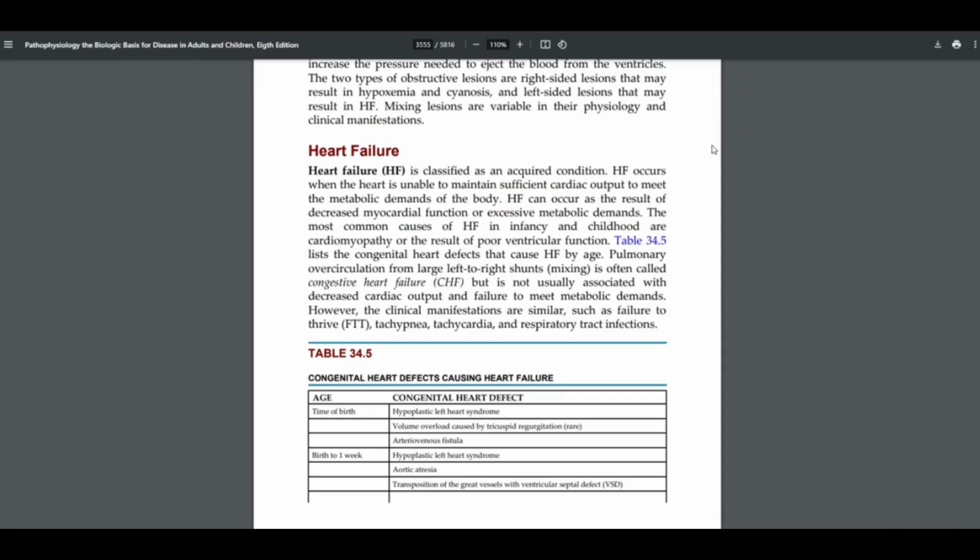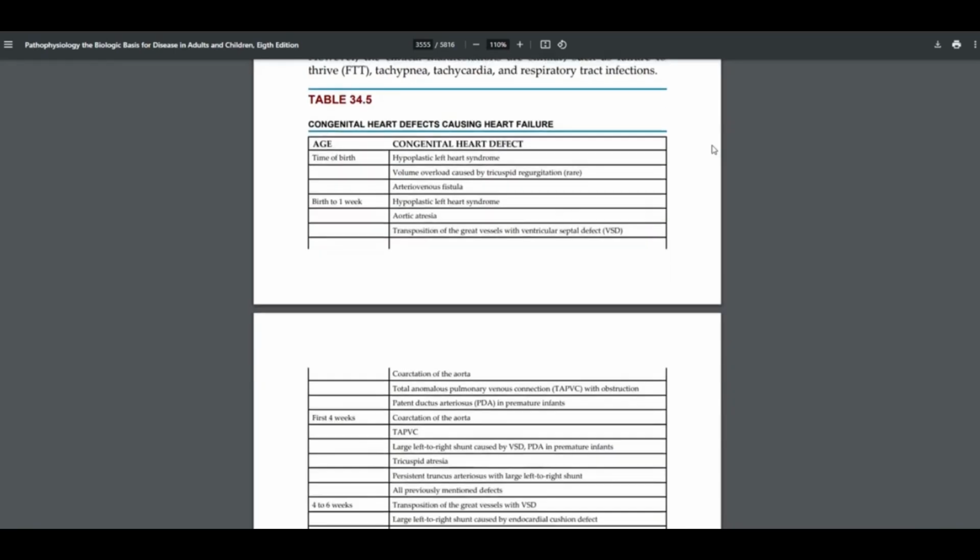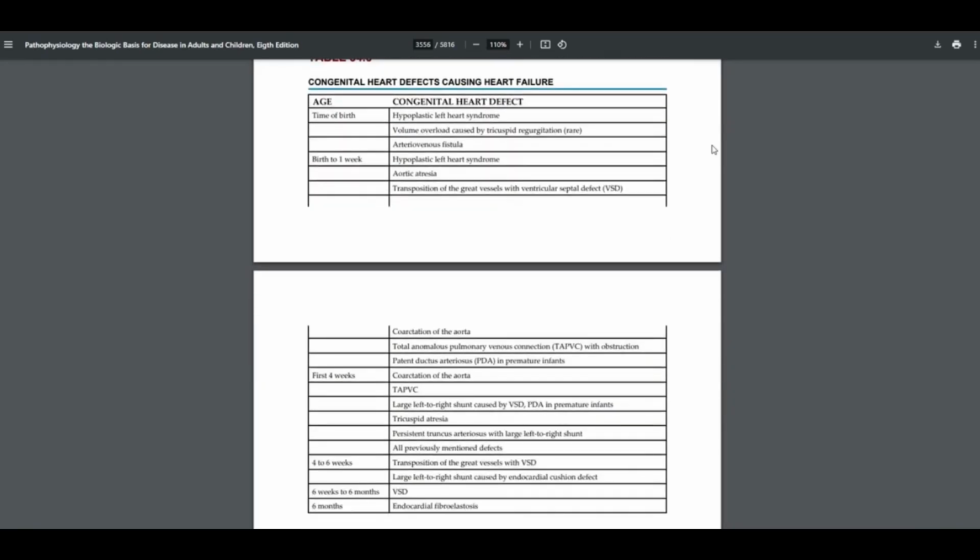The table here lists the congenital heart defects that may cause heart failure by age. Pulmonary overcirculation from left to right shunts, mixing, is often called congestive heart failure, but is not usually associated with decreased cardiac output and failure to meet metabolic demands. However, the clinical manifestations are similar, such as failure to thrive, tachypnea, tachycardia, and respiratory tract infections. So, there are congenital heart defects that cause heart failure.